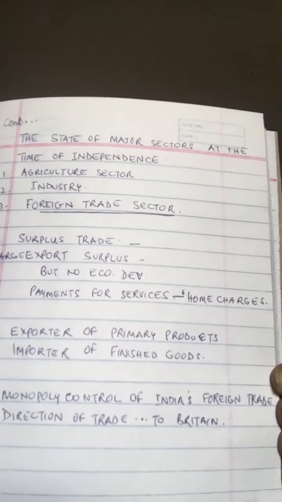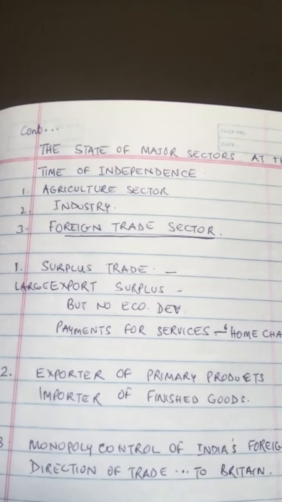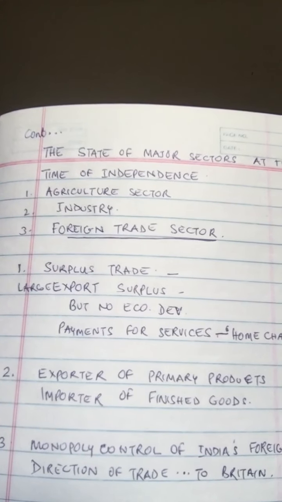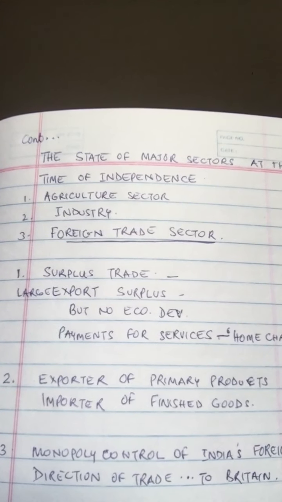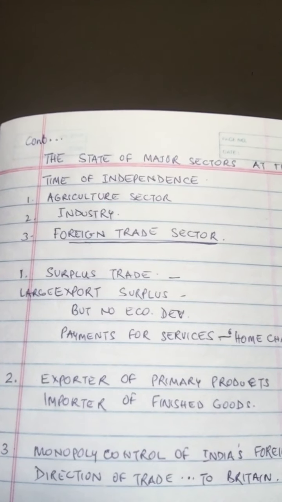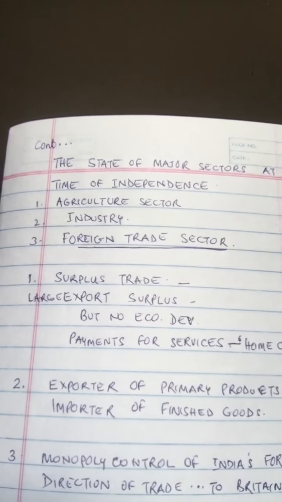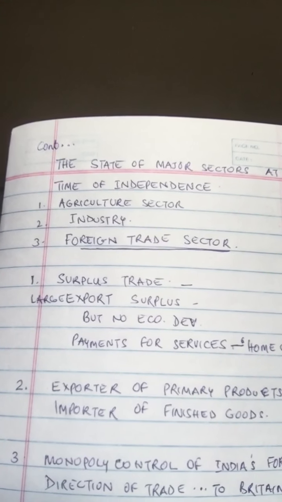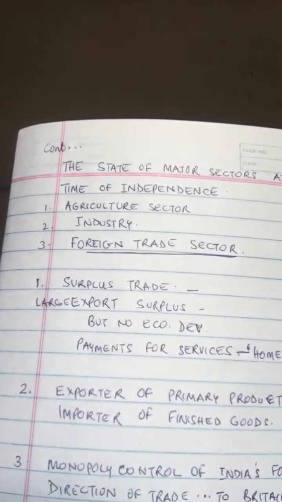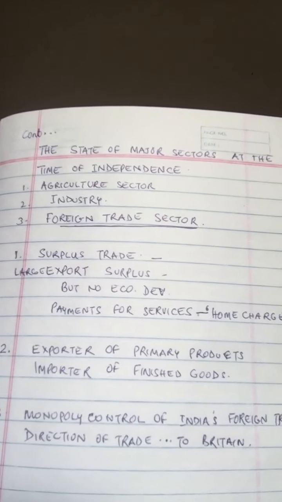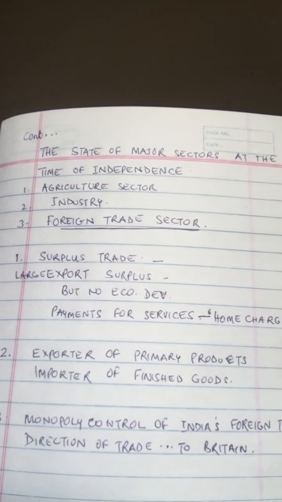And see, the first point that I've written is the surplus trade. Really, it was such a good thing. The most important feature of India's foreign trade was the generation of a large export surplus. Which means what? Our export earnings exceeded our imports. So we had a surplus balance of trade. And any country which has a surplus of trade, it goes for economic development of the country.